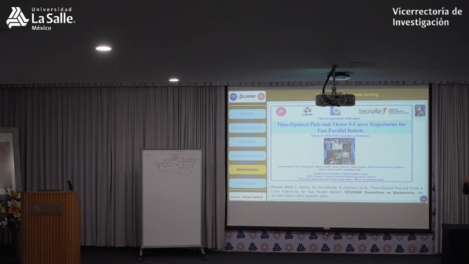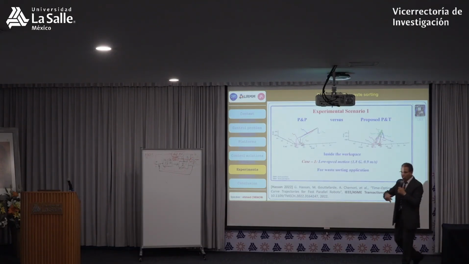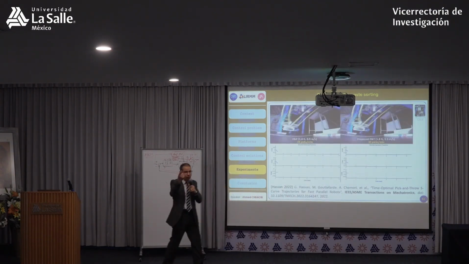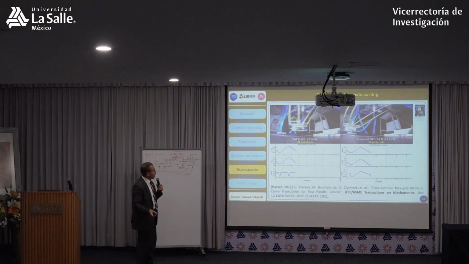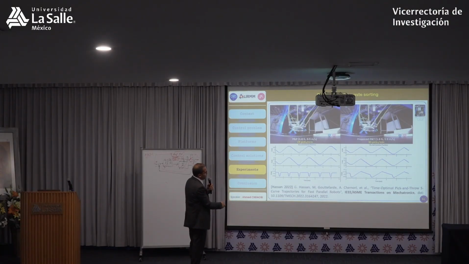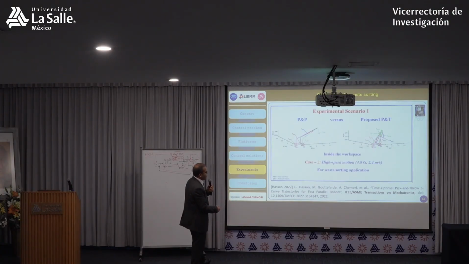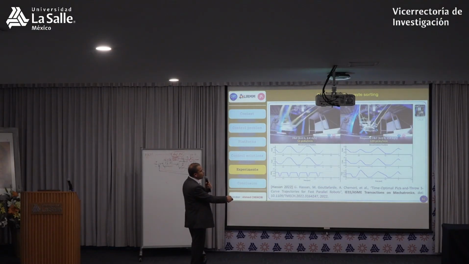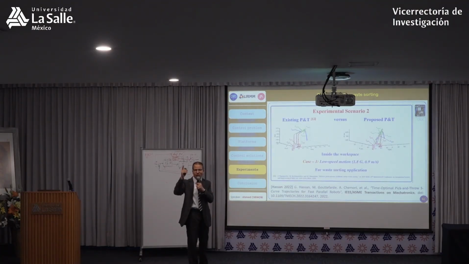We compare our method, pick and throw, with pick and place, and also we found in the literature one pick and throw method. We compared our method with this one, and we show that it's better. For low speed, look, 24, 30, almost the same, just slightly more. But for high speed, we will see that we increase the difference between pick and place and pick and throw. Pick and place 51 and 150 picks per minute for pick and throw.